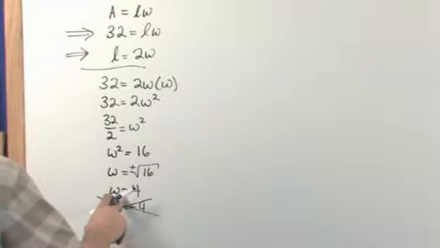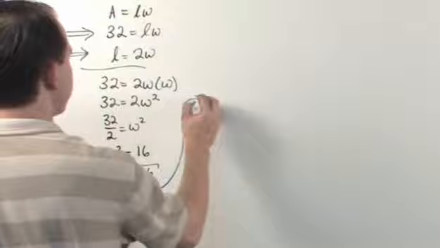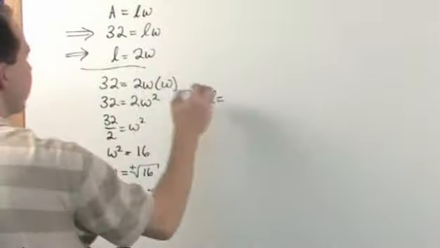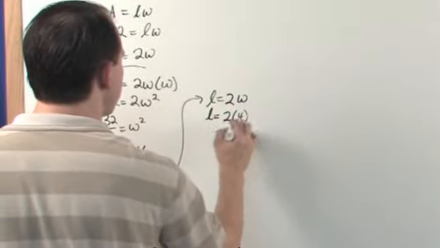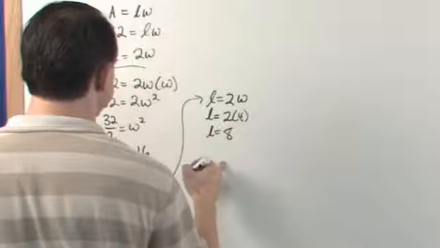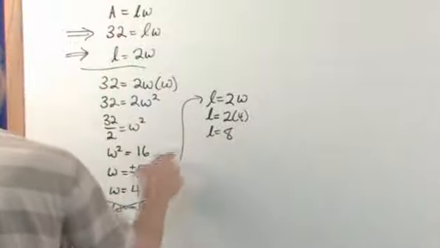So how do we find the length? The length is equal to 2 times the width. 2 times the width. So the length is equal to 2 times 4. So the length is equal to 8. Okay? So now we have the length and the width.